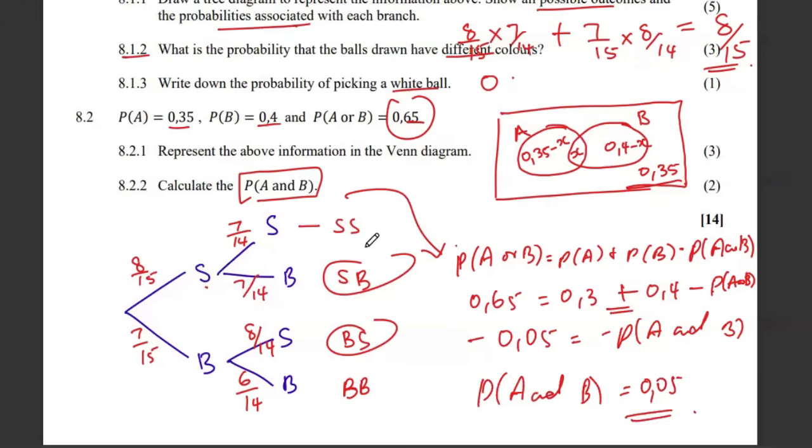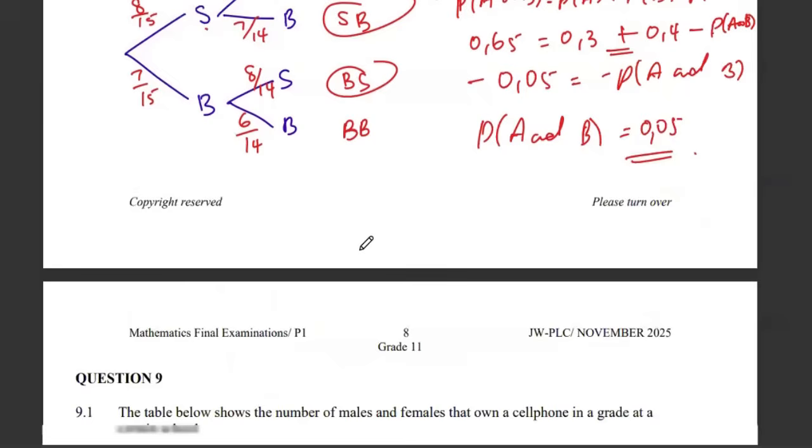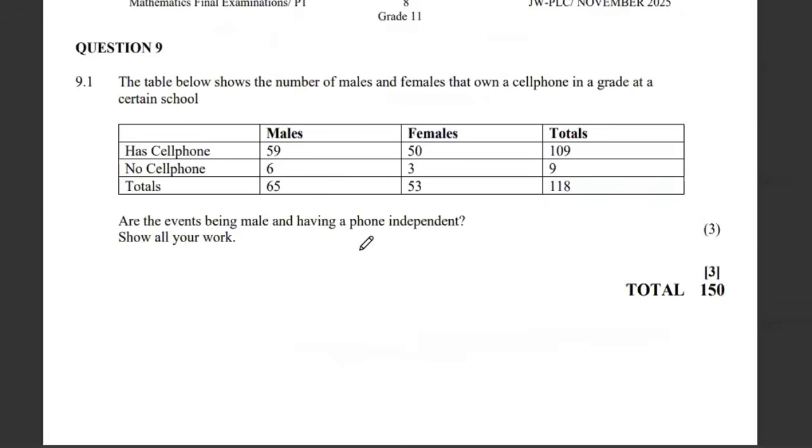And then question number 9. Below is a table that shows the number of males and females that own cell phones in a grade at a certain school. So we have 65 males. Cell phones are 59, no cell phones 6. Females, we have 50 that own cell phones and then 3 that don't. Total is that. Are the events being male and having a cell phone independent?